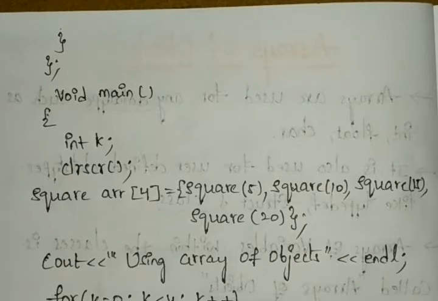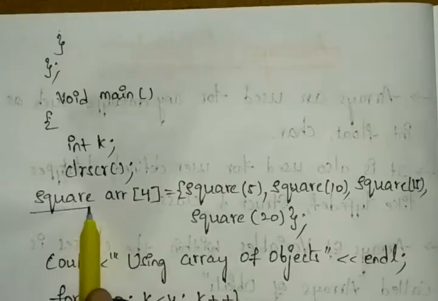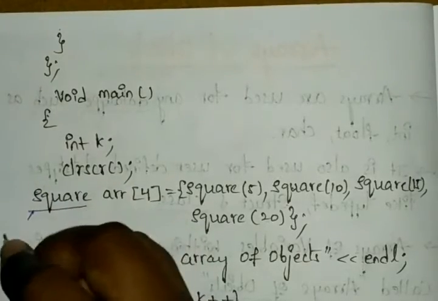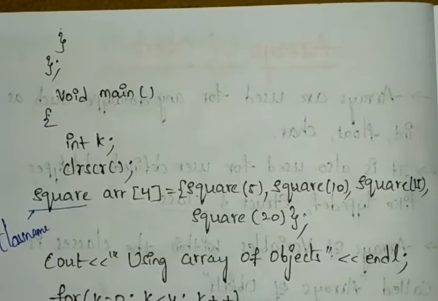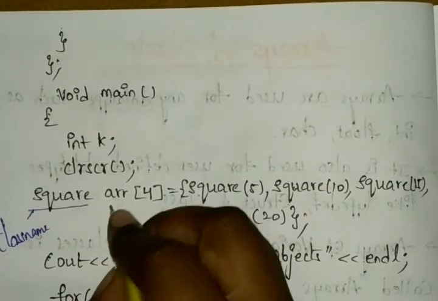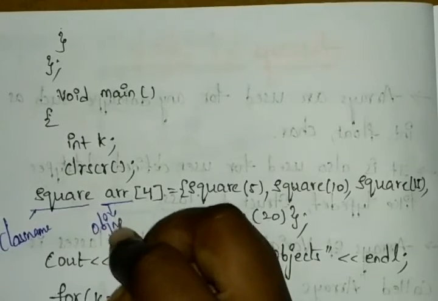And in the main method, I'm choosing one variable, that is k. And here you can choose Square. What is it? Square is the class name. After the class name, what do we need to create? An object. So here I'm choosing the object as arr. This is the object name.